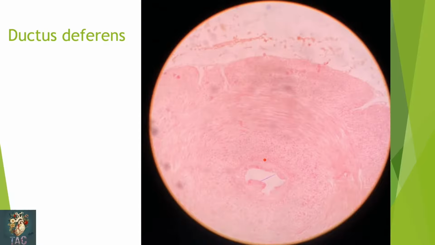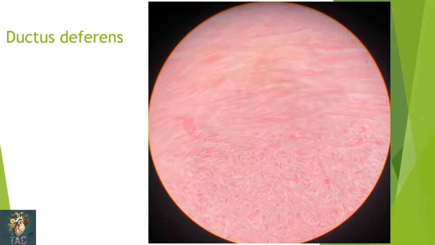Another slide with H&E stain section to show you the ductus deferens with its complete lumen, and then thick muscular coat, and then the serosa. Same slide taken through the muscularis of the ductus deferens.